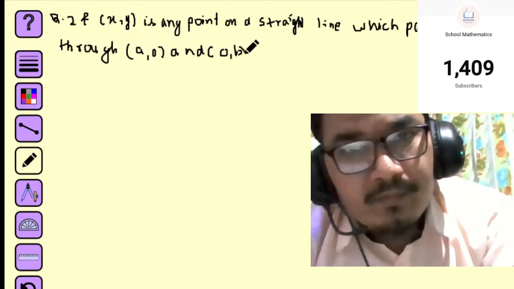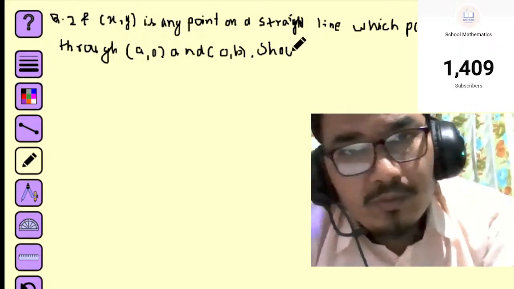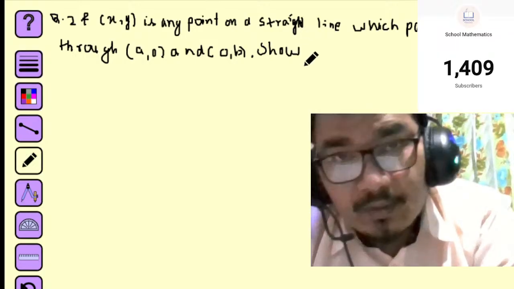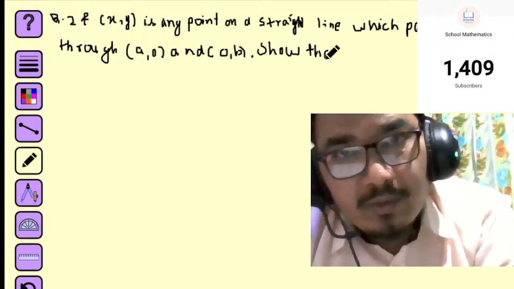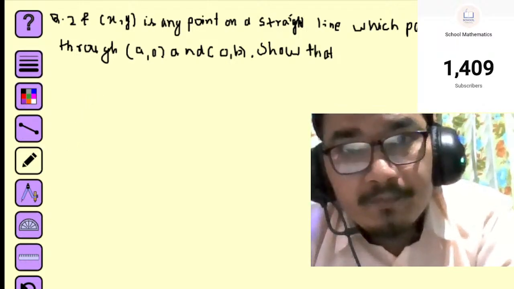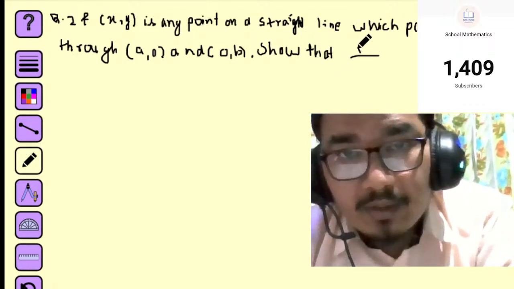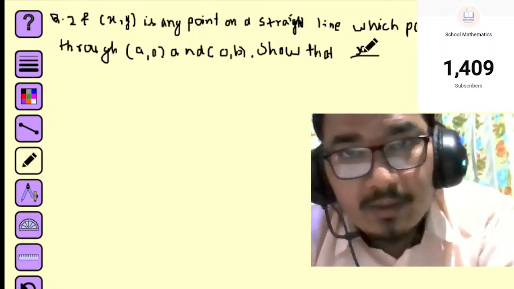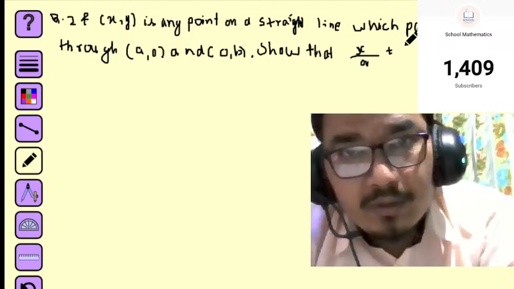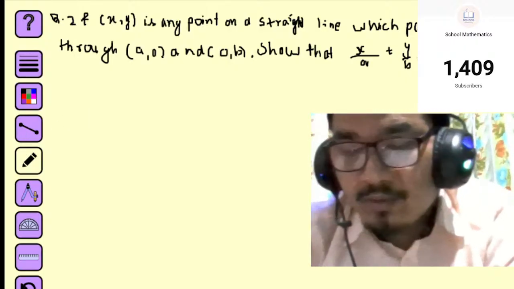Then it is asking to prove, so you have to show using the previous condition. It is asked to show that x by a plus y by b equals 1. Like this we have to prove this one.